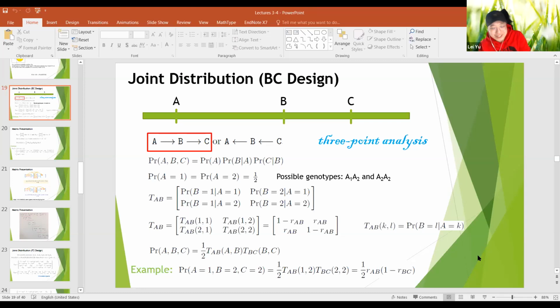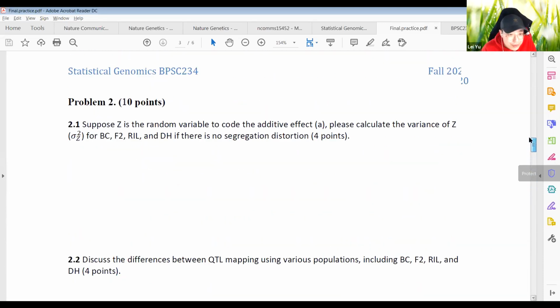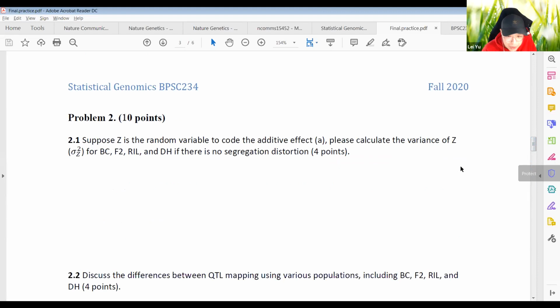I have one, Dr. Zhang. Could you go to the second problem? Yes, I'm still a little confused with the first question of problem 2. For the backcross design, in class you mentioned 2 different codings for A1A1 and A1A2. One uses 1 to code A1A1 and 0 to code A1A2, and the other uses 1 to code A1A1 and -1 to represent A1A2. There are 2 different ways, yes.